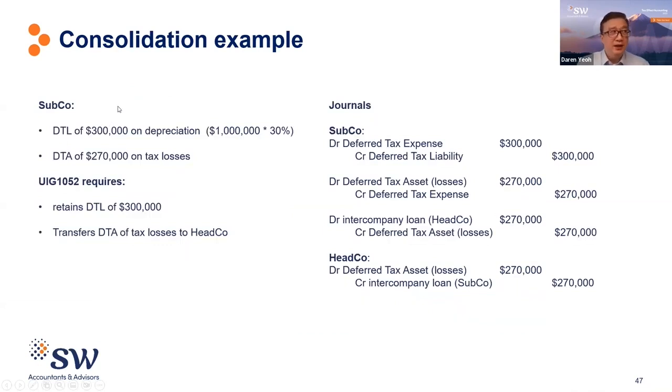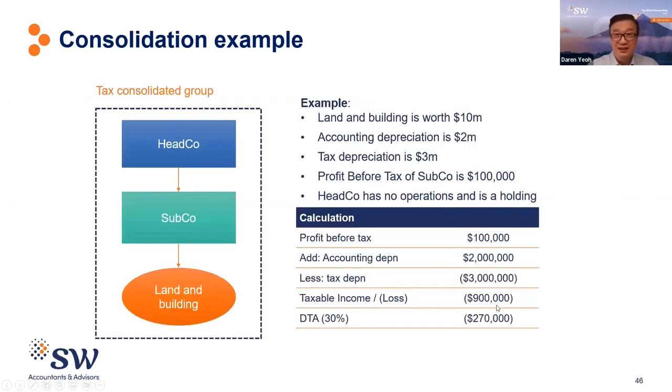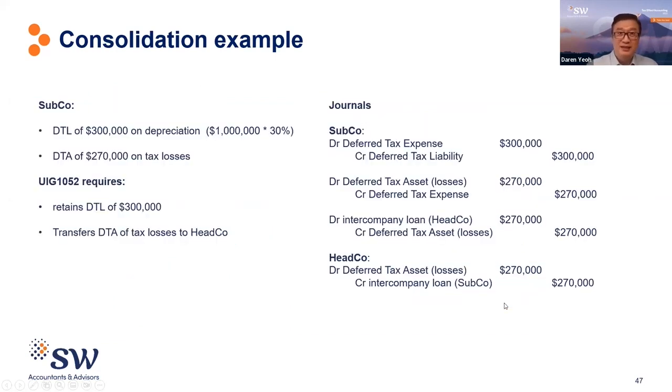So the journal entries that the subco will need to post is to recognize the deferred tax liability on the plant and equipment. So the DTL is 300,000, being 30% of the 1 million difference between accounting and tax depreciation. So the entry is to credit deferred tax liability and debit deferred tax expense of 300,000. The subsidiary also has a tax loss and recognizes the deferred tax asset of 270,000. So you recall there's a tax loss of 900,000. The 30% of that is 270,000.